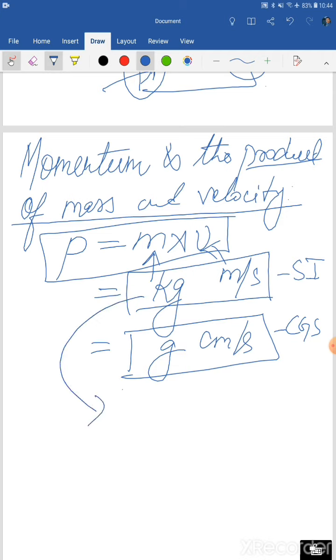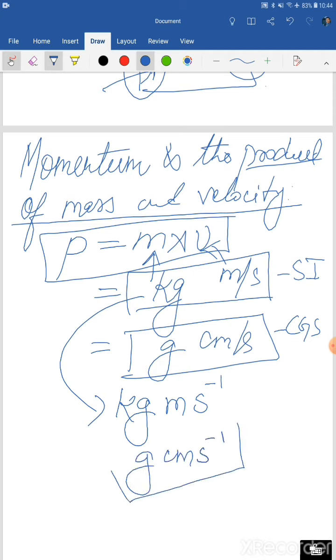This you can rewrite in this way also: kilogram meter per second, or gram centimeter per second. So this is in your exponential form, or in the form of indices. All right. Okay, so this was your linear momentum. Are you getting my point?